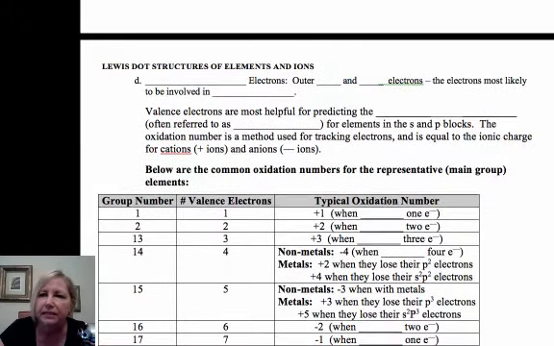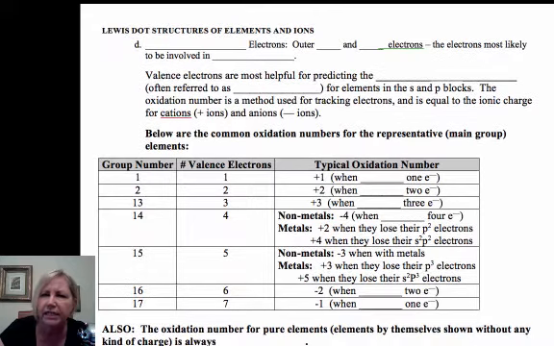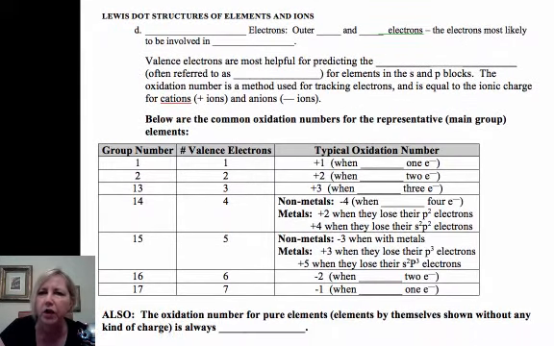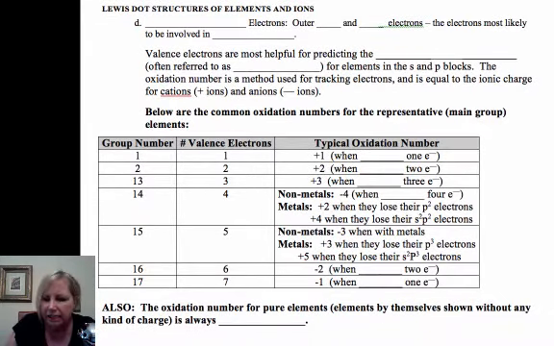Now, this bonding that we're talking about, with ions and electrons and atoms, is very difficult to visualize. And so we need to come up with some sort of model that will help us visualize it, or a representation of what we're looking at. And the Lewis dot is one of those.